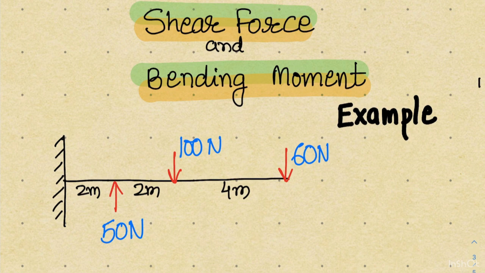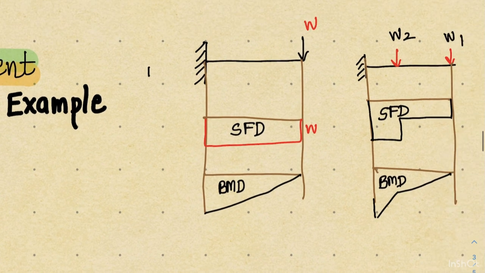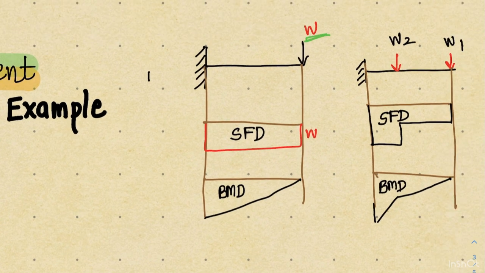In the last two classes we have developed some basic understanding of how to make the shear force and bending moment diagram for simple problems, like a cantilever beam with a point load, then this would be the shear force and this will be the bending moment diagram. That is what we have seen in our previous class. In addition to that, we have also seen how the shear force and bending moment diagram will look if we have multiple loads.